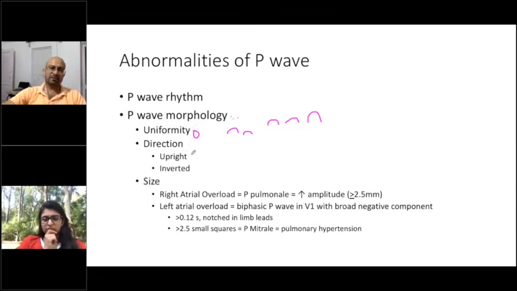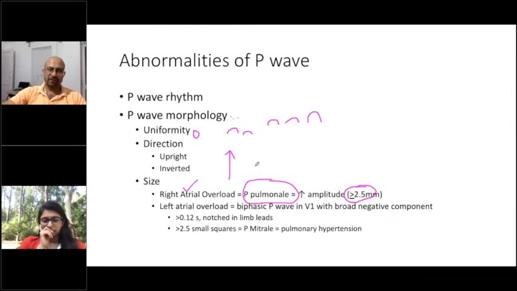You need to see whether all of them are upright. We just talked about what happens if they are inverted. You need to look at the size of the P waves. If the size of the P wave is increased in the vertical direction, that means it is more than 2.5, the number that we were talking about, then what we have is what is called P pulmonale, which is a representation of the right atrial overload.